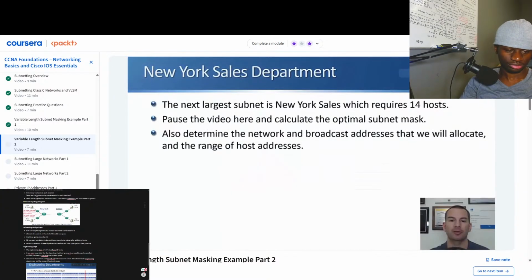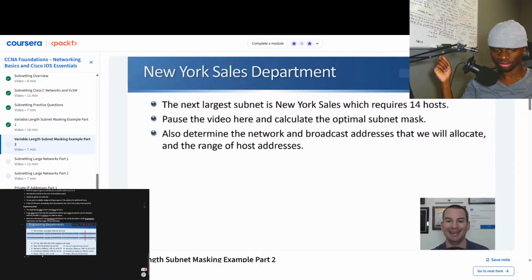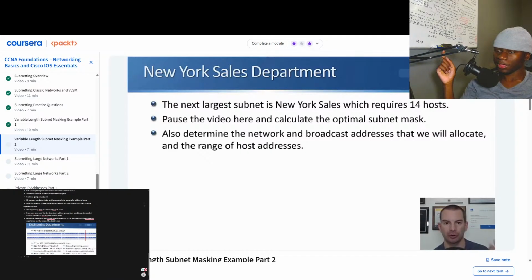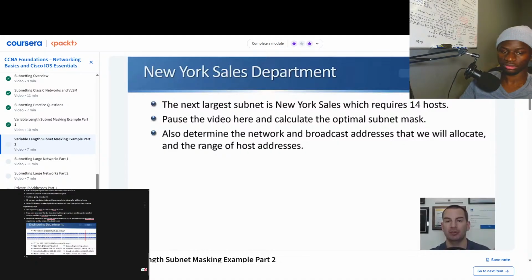The next largest subnet is New York sales, which requires 14 hosts. So I want you to pause the video again here, calculate the optimal subnet mask for New York sales, and again determine the network and broadcast addresses and the range of available host addresses. Okay, so stop the video now. I'll see you in a second once you've worked that out.